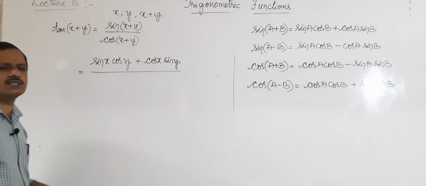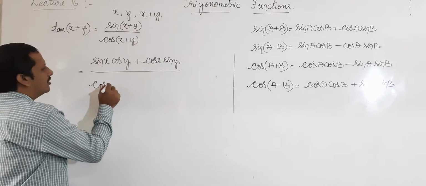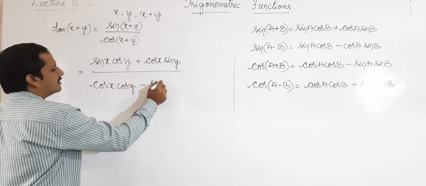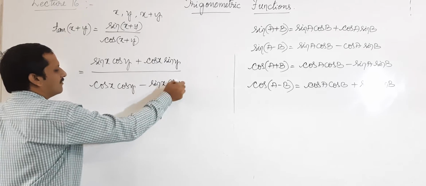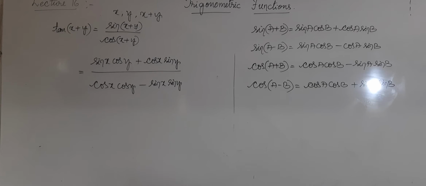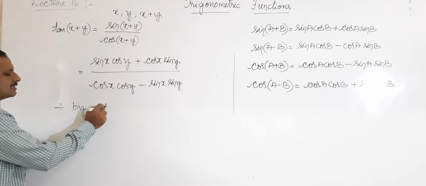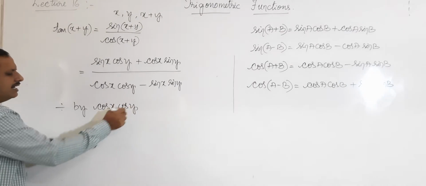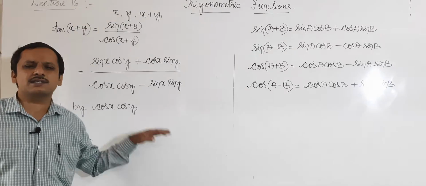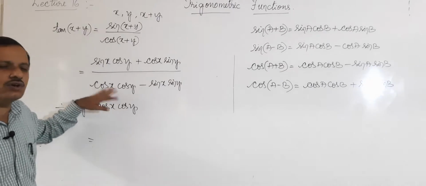Cos a plus b is equal to cos a cos b minus sin a sin b. So cos x plus y is equal to cos x cos y minus sin x sin y. Okay. Now I will divide this equation by cos x into cos y. I am dividing both the numerator and denominator by cos x cos y.